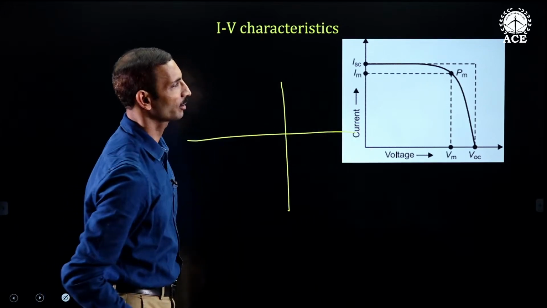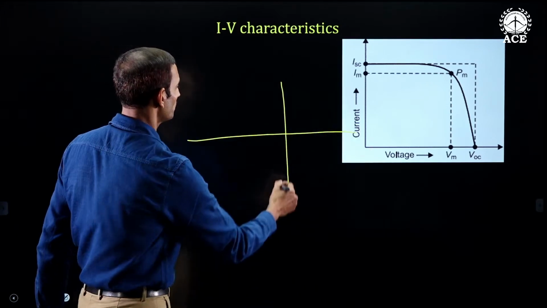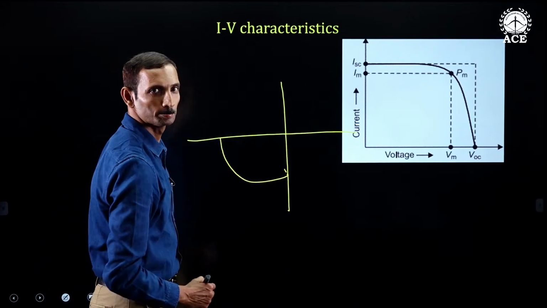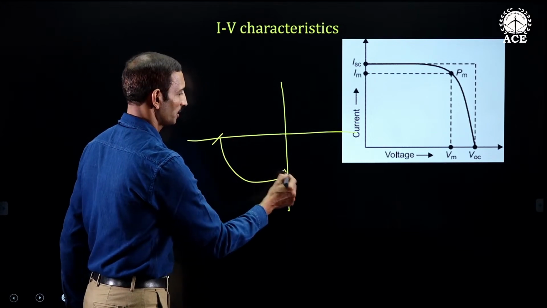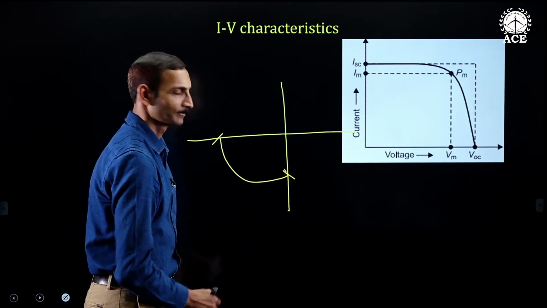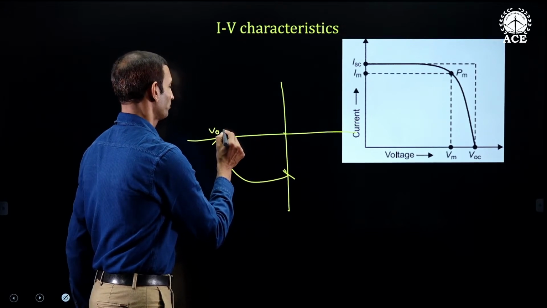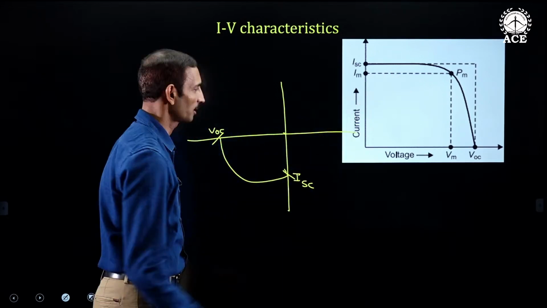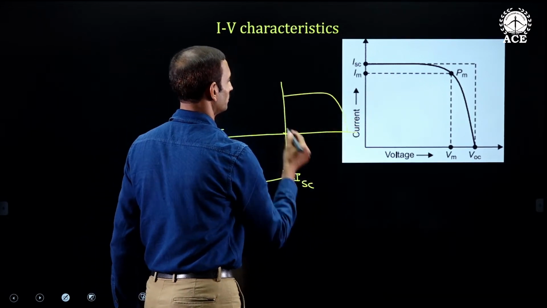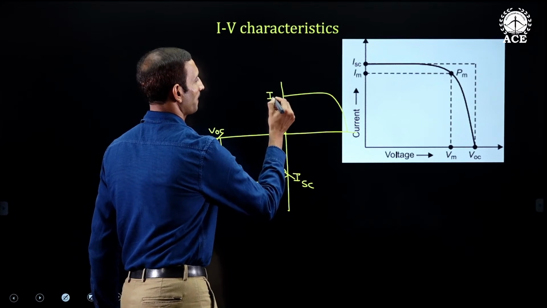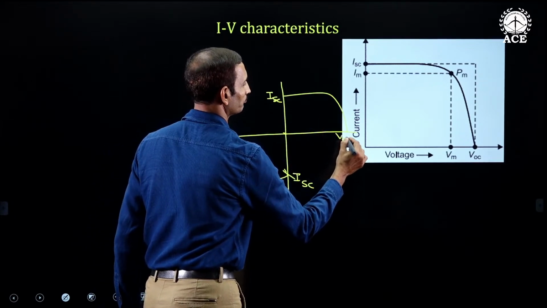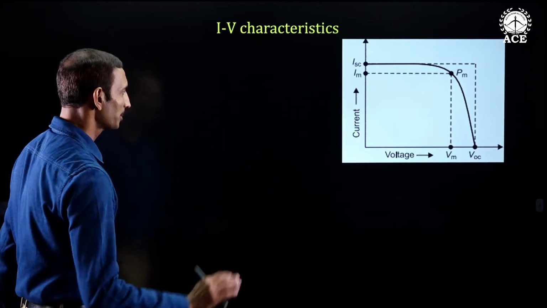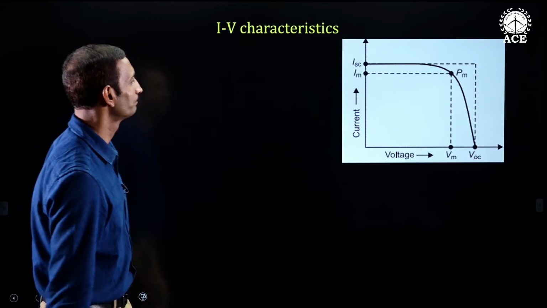I have to show this in the third quadrant. So how to show this one? This would be like this. Right? This is voltage and this is current. So this is VOC and this is ISC. But that we are showing it in the first quadrant. How would it be? Like this. So this is ISC and this is VOC. Anyway, whatever may be the quadrant, the concept remains the same.